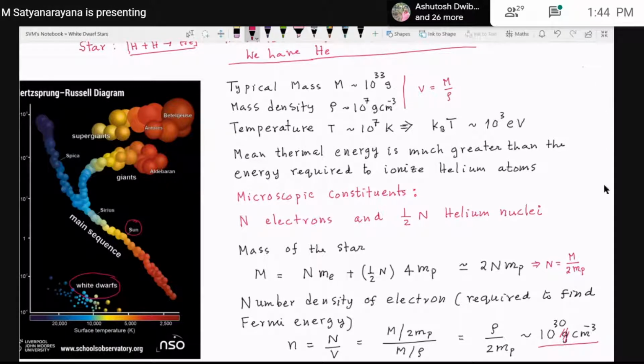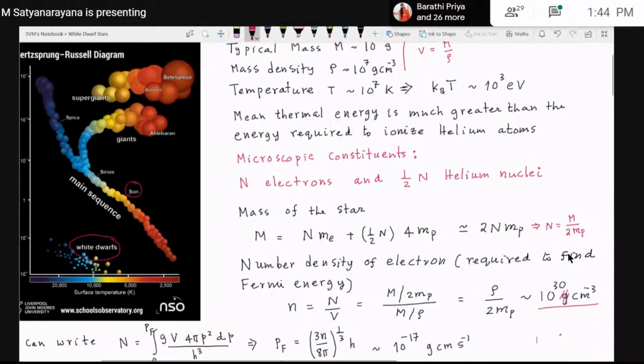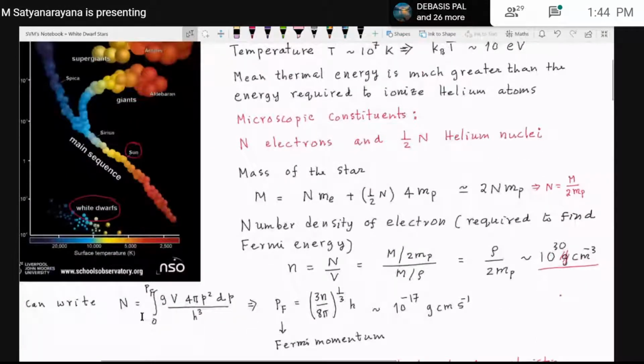Now you can write the total number as follows. You have a phase space, where V is the volume of the coordinate space, and 4 pi p square dp is the shell volume of momentum space whose momentum is between p and p plus dp. g is the spin multiplicity factor, and h cube is the cell volume. So this is how you get the density of cells in the phase space. And now you integrate this from 0 to pf.